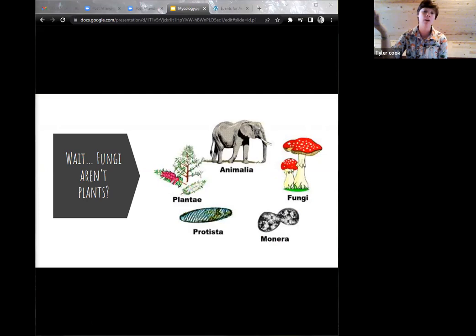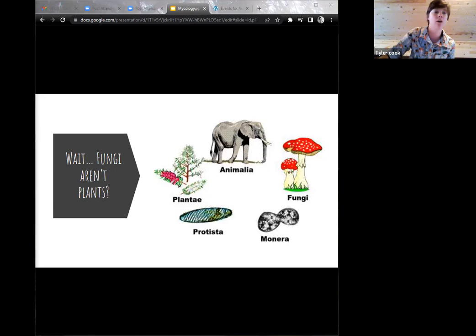I also really remember a lot of classes that I took. Mycology was only really one day of the unit on plants. So this is a relatively new science, although we've been learning about it for a long time.